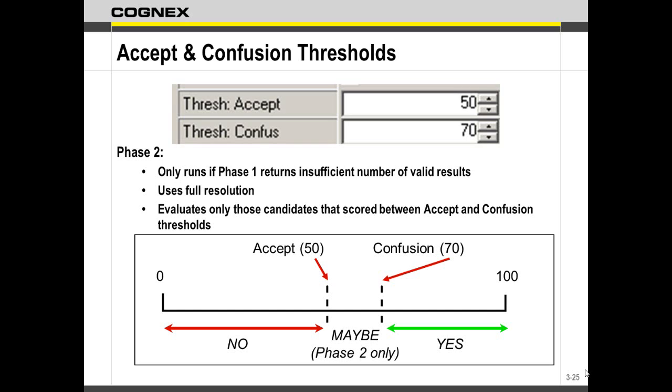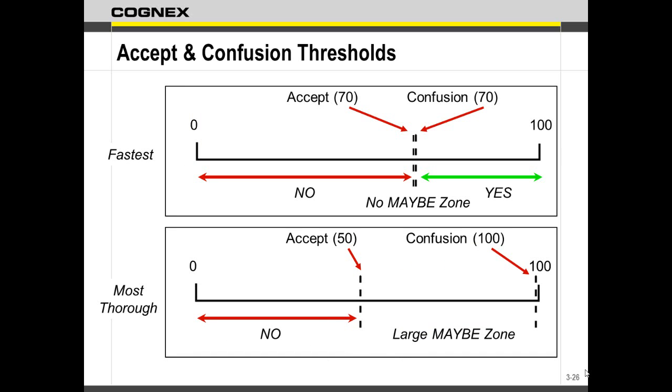So now at the end, you're going to get a number somewhere between 0 and 100, where 100 is exactly what you trained it to be, and 0 is, I have no clue what you just put in front of the camera. So we're looking for the highest scores. Whichever ones are the highest scores are going to be listed depending on how many you're looking for. If we want it to be the fastest, we tie confusion and acceptance together. That way, as long as you break that score, you're good. Keep going. So you never go into phase 2.